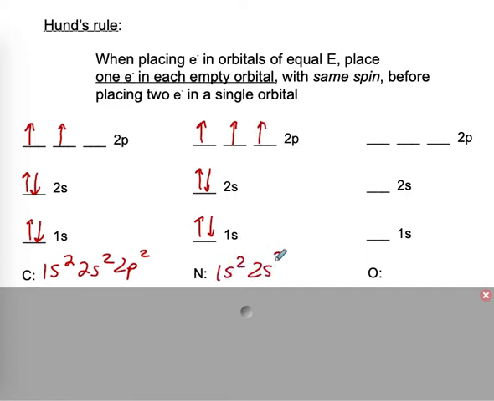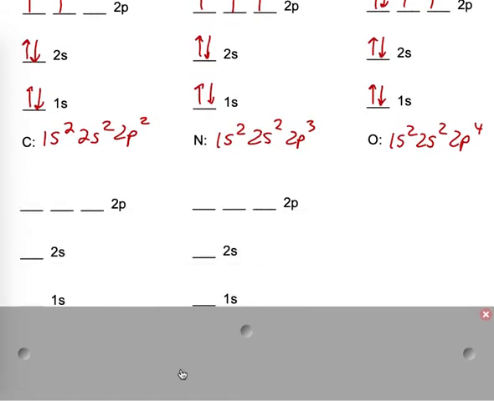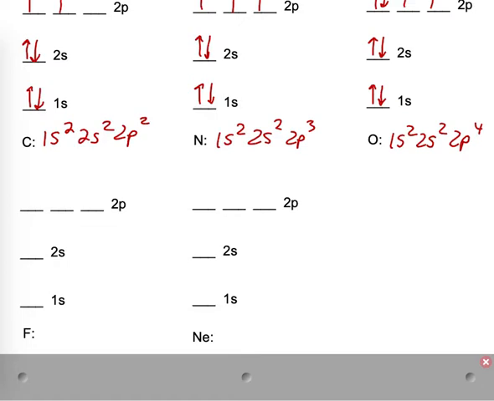1s2, 2s2, 2p3. Oxygen has 8 electrons, 2 in the 1s sublevel, 2 in the 2s sublevel, and 4 in the 2p sublevel: 1s2, 2s2, 2p4. Let's continue across the period. Fluorine has 9 electrons. I'll place 2 in the 1s, 2 in the 2s, and 5 in the 2p sublevel: 1s2, 2s2, 2p5.